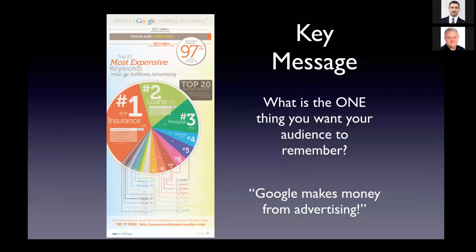This example on the screen of where is Google making its money starts with 97% of Google's revenue comes from advertising, and then has this large pie chart showing the top 20 most expensive keywords in Google AdWords advertising platform.